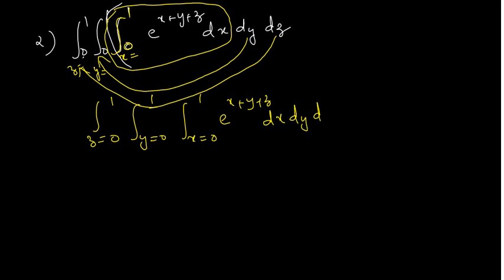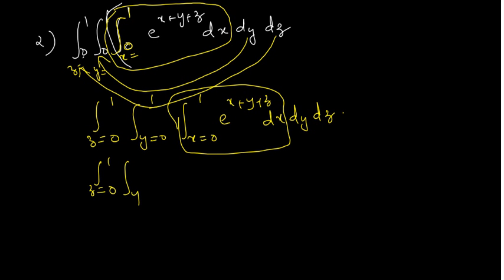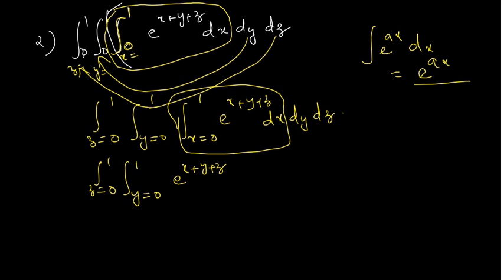First of all we have to integrate with respect to x, the innermost integral. If you are integrating with respect to x, y and z are to be kept as constants. So z from 0 to 1, y from 0 to 1. What is the integral of e raised to x plus y plus z? What's the integral of e raised to ax dx? It is e raised to ax, divided by the derivative of ax with respect to x, which is a. So we have to divide by a.